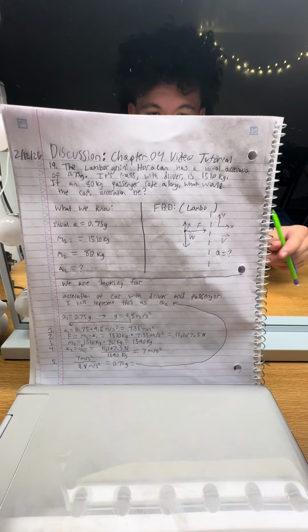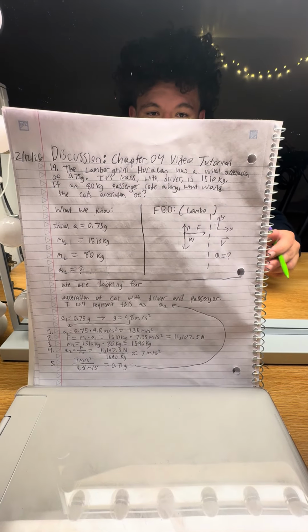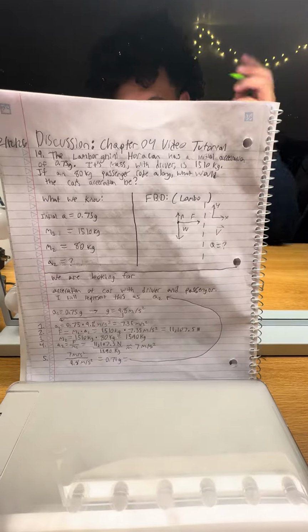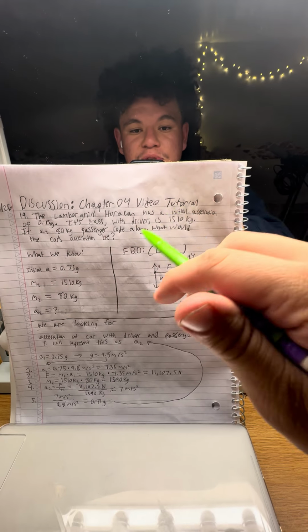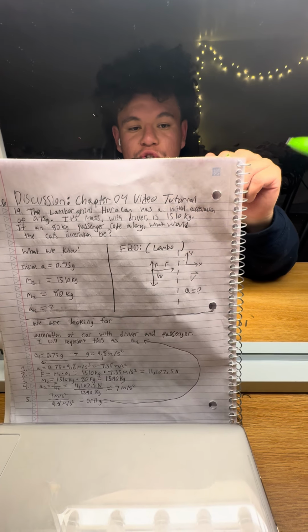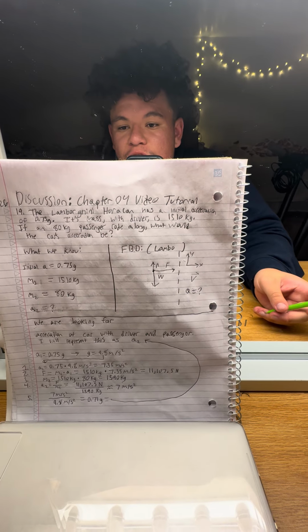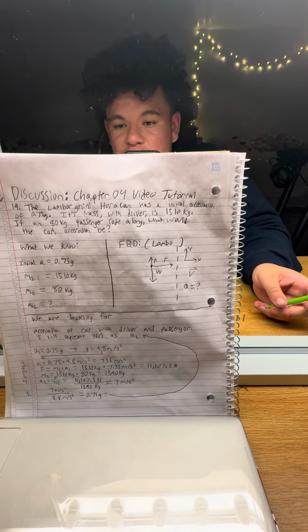Hi, so today I'll be solving the discussion problem for the chapter 4 video tutorial. I chose question 19, where a specific Lamborghini has an initial acceleration of 0.75 g.